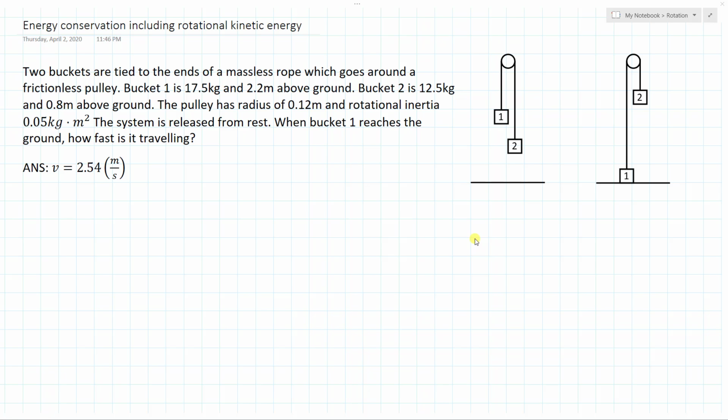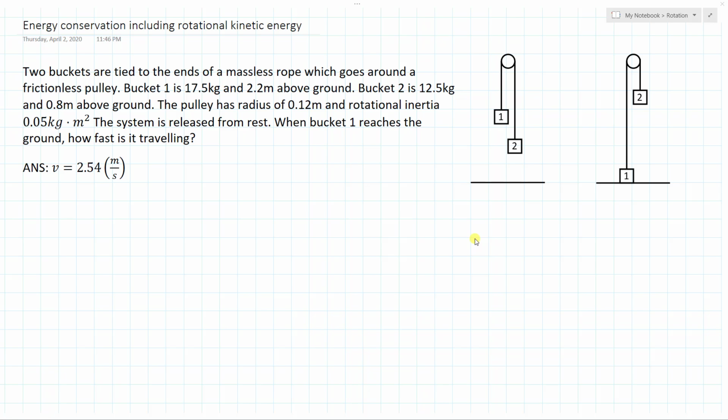Alright, so let's talk about energy conservation, including rotational kinetic energy. I have an example question set up, so let's use this example question to discuss rotational kinetic energy. So where does that come from? Well, we have these two boxes. This is an Atwood machine, right?